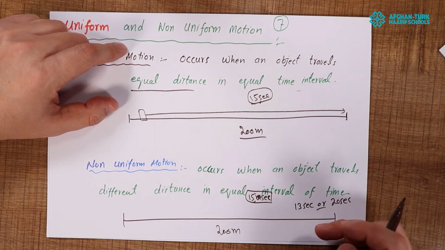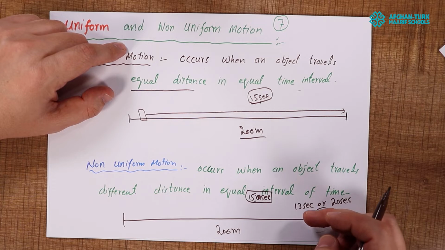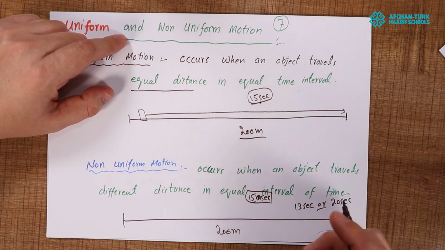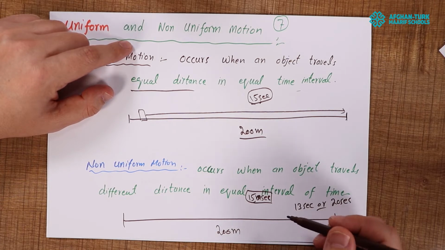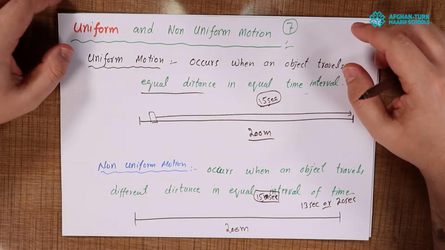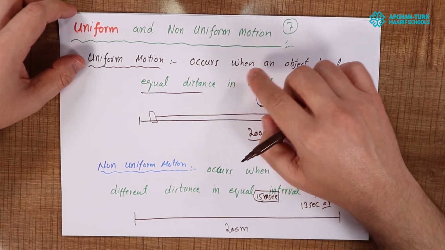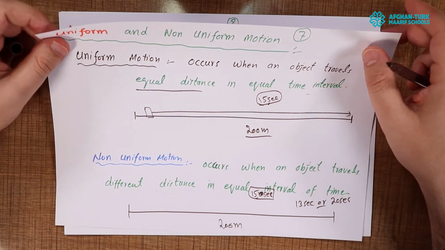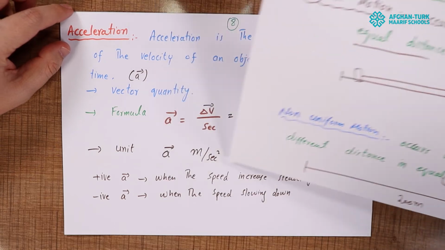So when you cover the distance in exactly the particular time, the exact time, this is called uniform motion. But when you cover the distance not in the given time interval, this is non-uniform motion. Okay, so this is all about uniform and non-uniform motion. Now on the next page we are going to discuss acceleration.